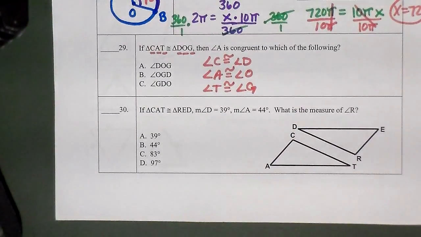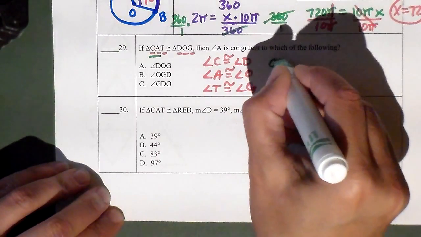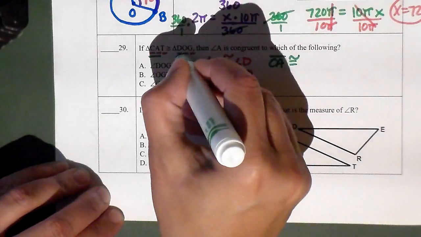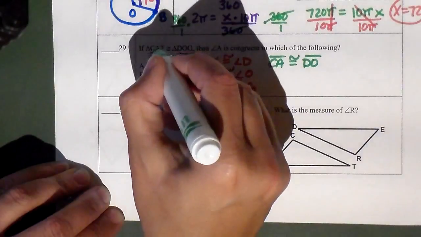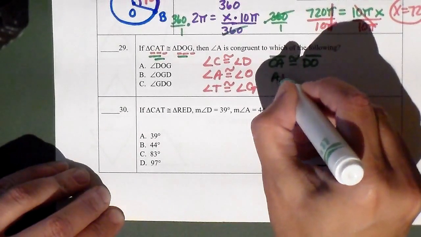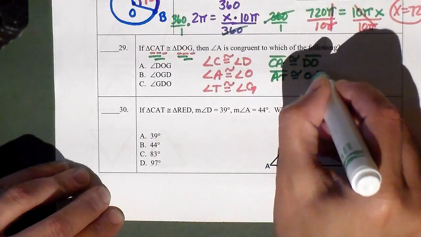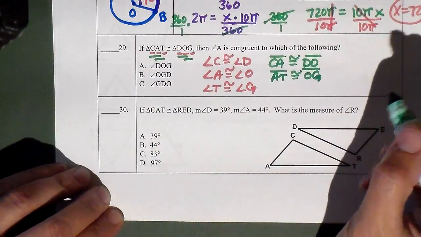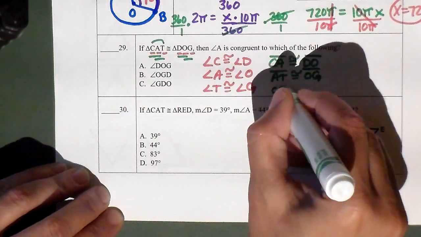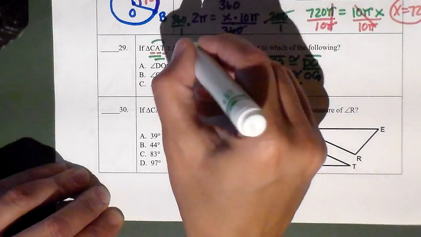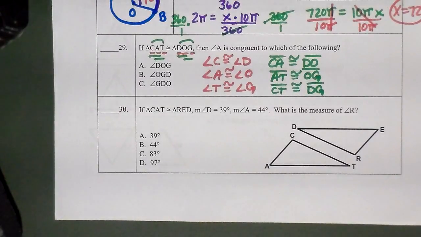Now that I have my congruent angle pairs, I'm going to look at my congruent sides. So side CA has to be congruent to DO. Do y'all see that? AT has to be congruent to OG. Original gangsta. So AT and OG. And then CT, and I'm just connecting it, has to be congruent to DG.